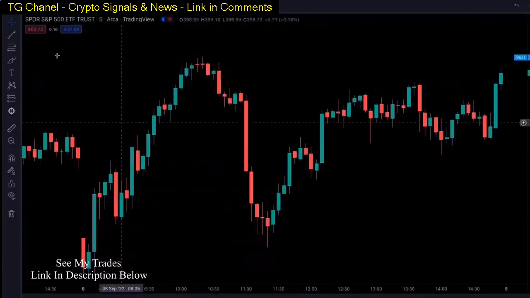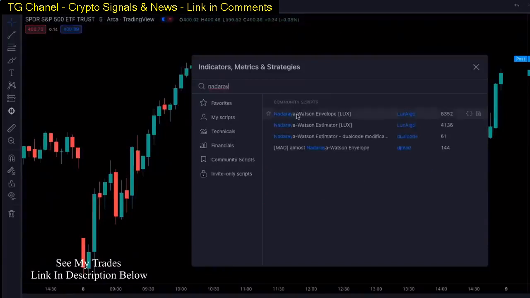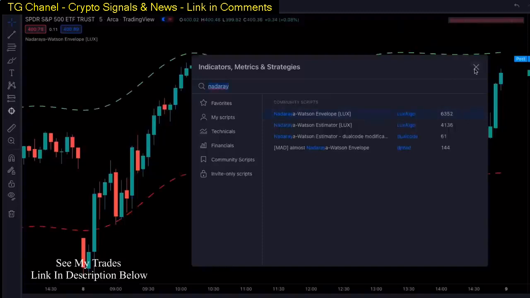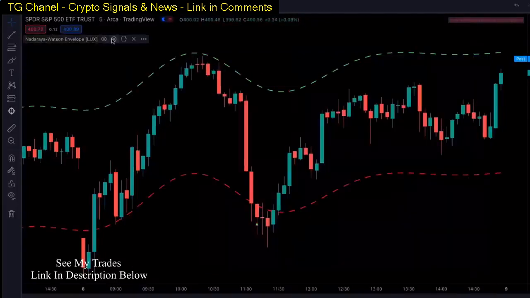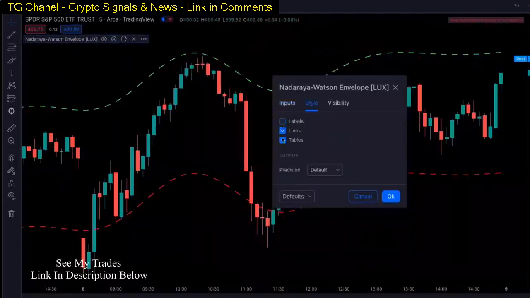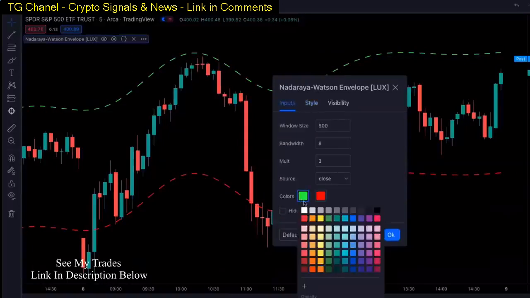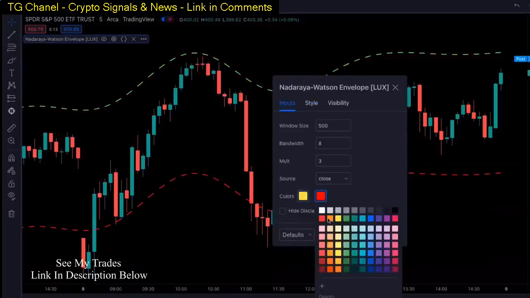So 3 indicators needed for this. The first indicator you're going to add is called the Nadaraya-Watson envelope by LuxAlgo. This one is completely free. Add it, and we're going to make some changes to this. Click on settings right here. In style, we're going to get rid of labels and the tables. In inputs, we're going to change the colors both to yellow.